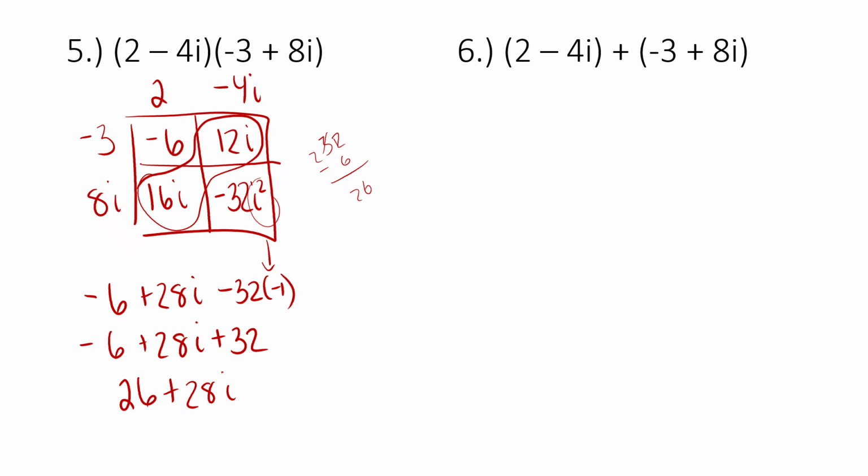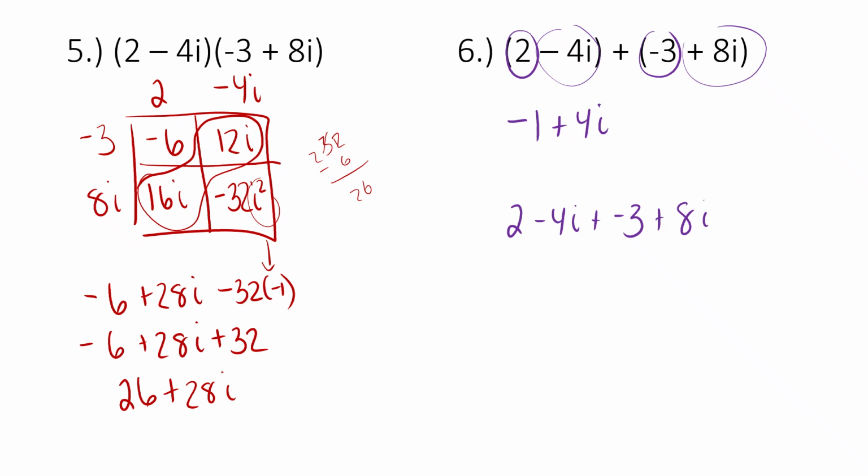And now we have another +1. So again, you can do this without removing the parentheses. So you have 2 plus -3, which is -1, and -4i plus 8i, which is 4i. If you are more comfortable removing those parentheses so you can see them better, that is 100% up to you. Okay, you do not have to do it, but it might be nice.